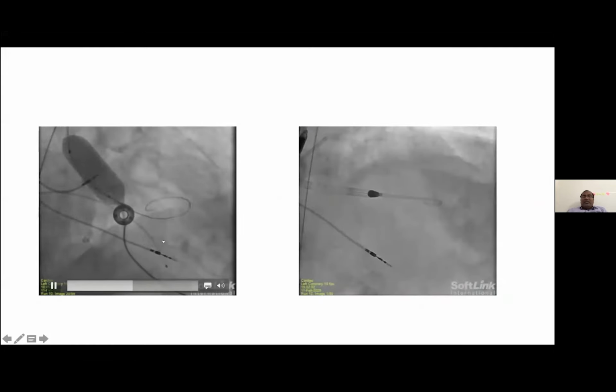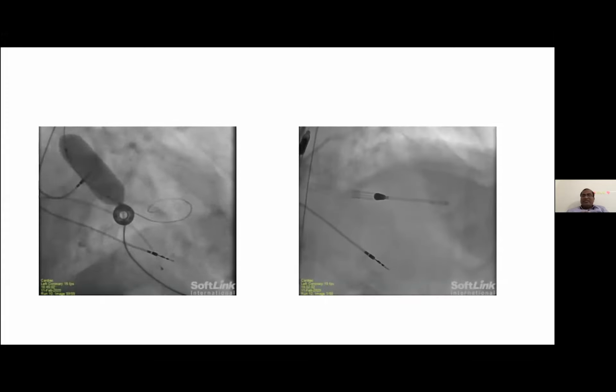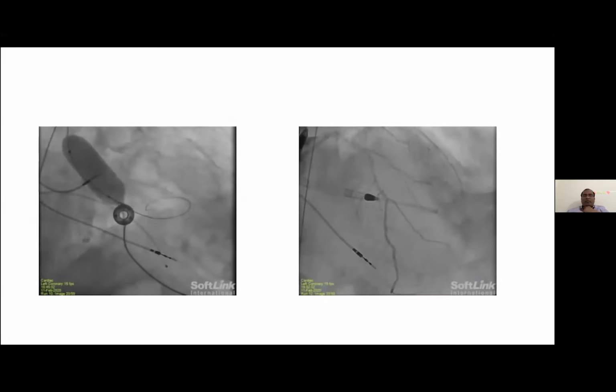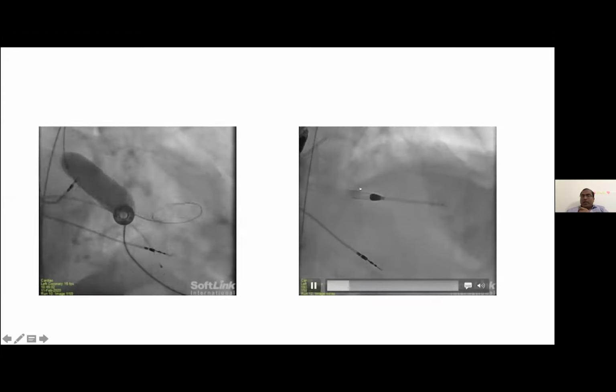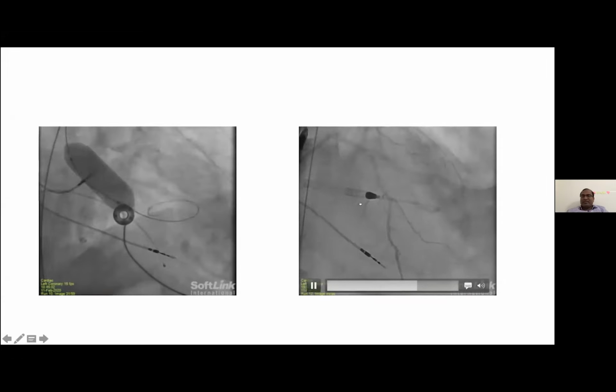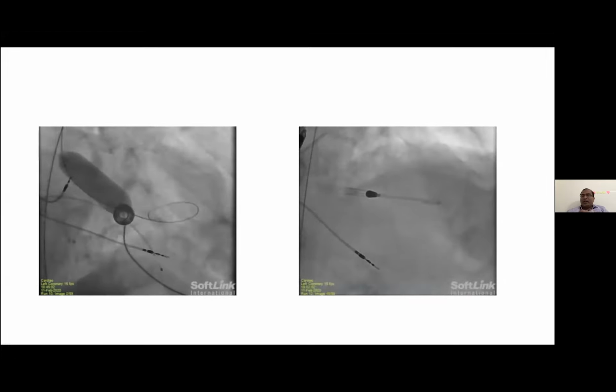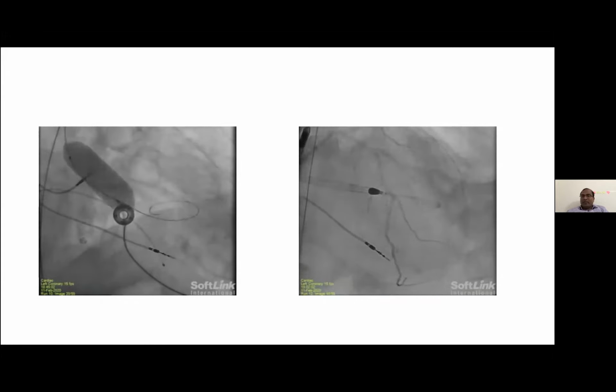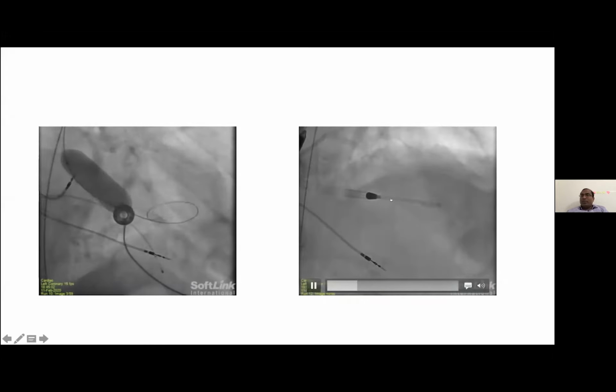So we initially did a BAV with a 20 mm Zima-2 balloon, followed by placing an Impella CP system through the right femoral artery percutaneously after putting 2 pre-closes.